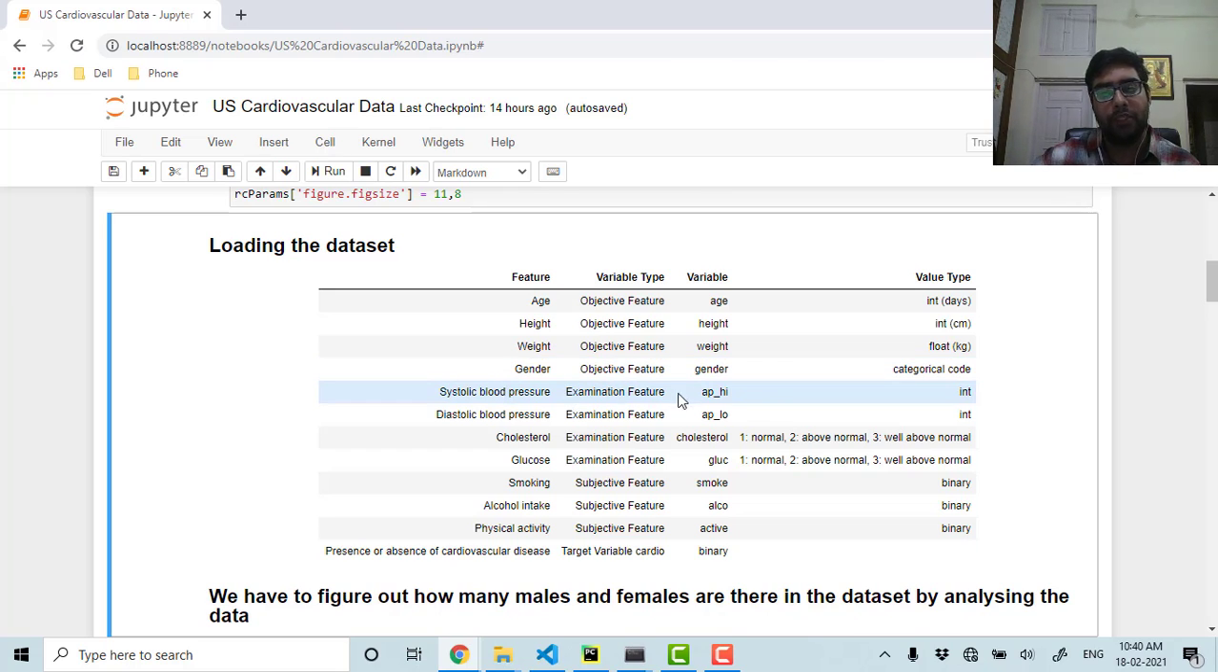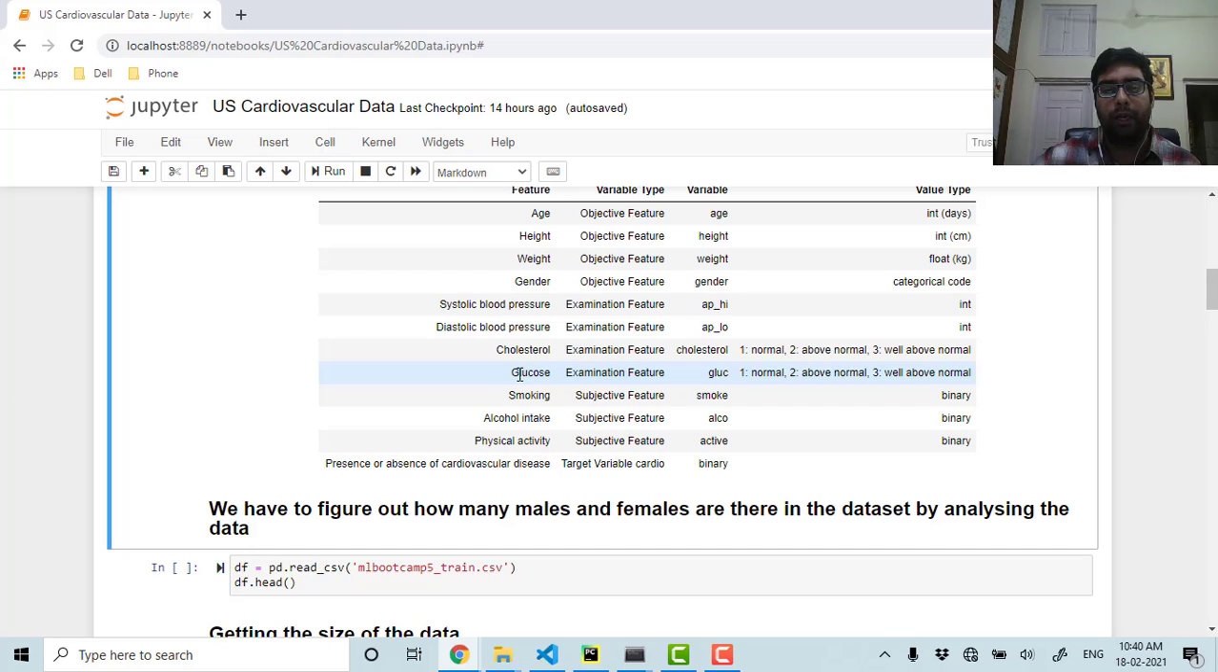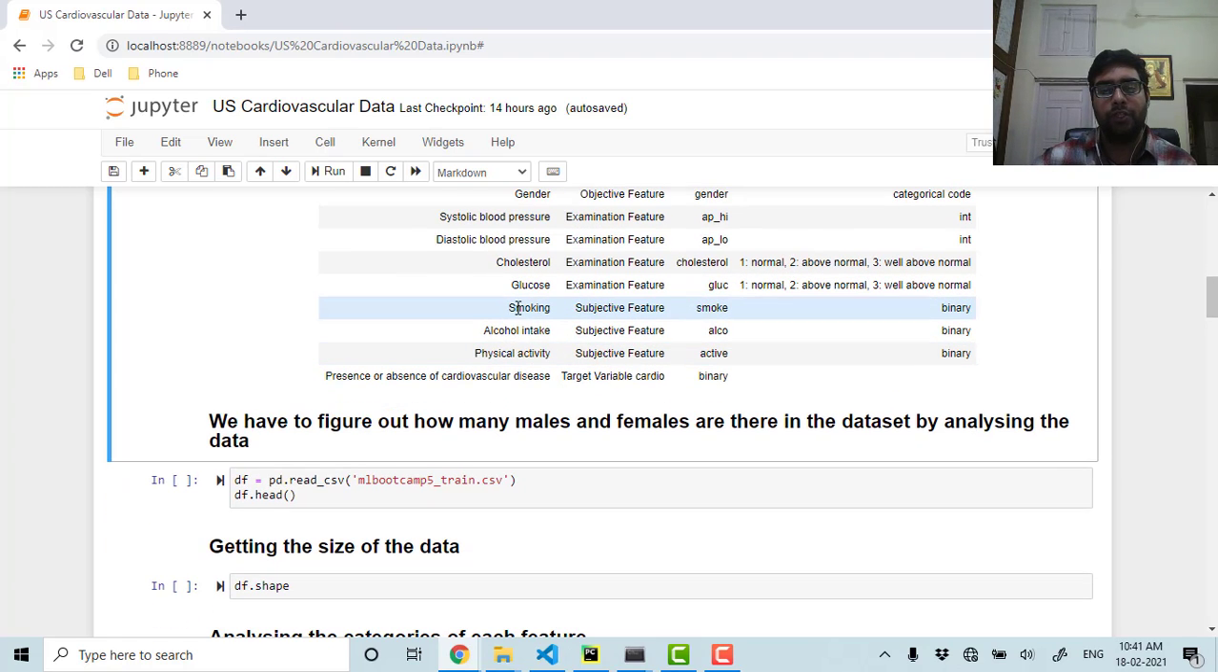We have systolic blood pressure, which has variable AP high, which is int, diastolic blood pressure AP low, which is also int, and we have cholesterol. Under cholesterol we have three subcategories, where 1 is normal, 2 is above normal, and 3 is well above normal. And then we have glucose. Similarly we have three subcategories, in which 1 is normal, 2 is above normal, and 3 is well above normal.